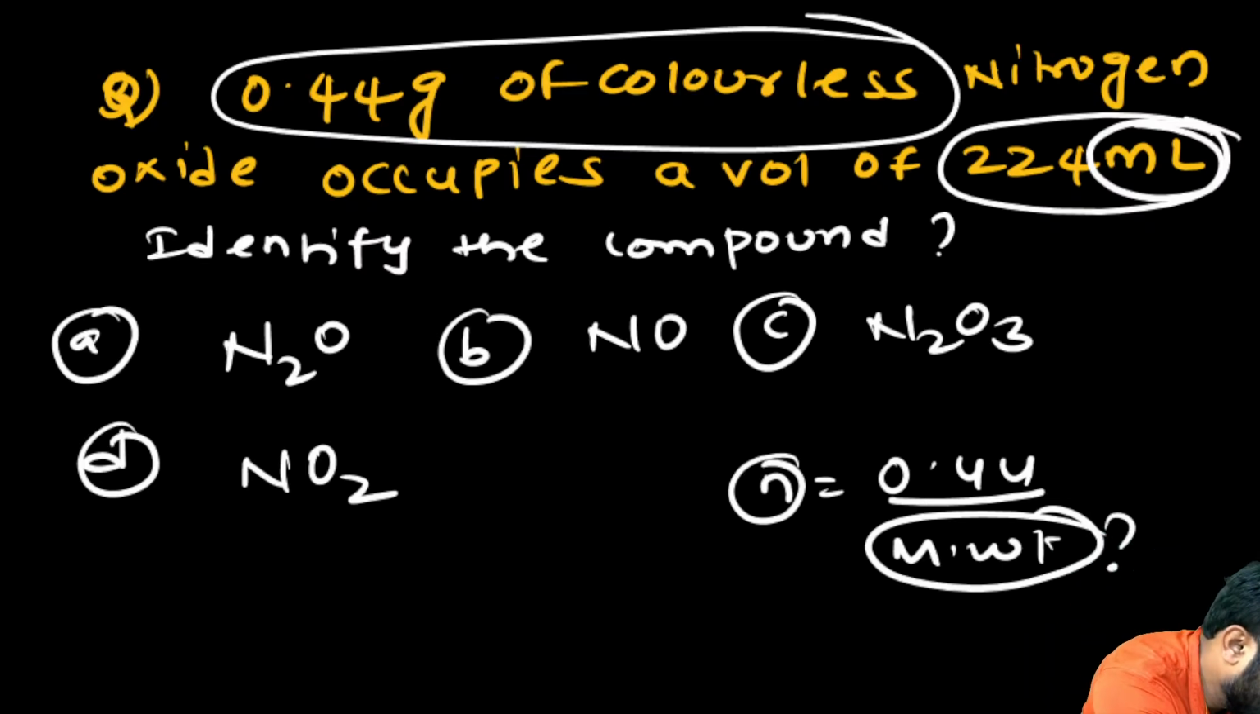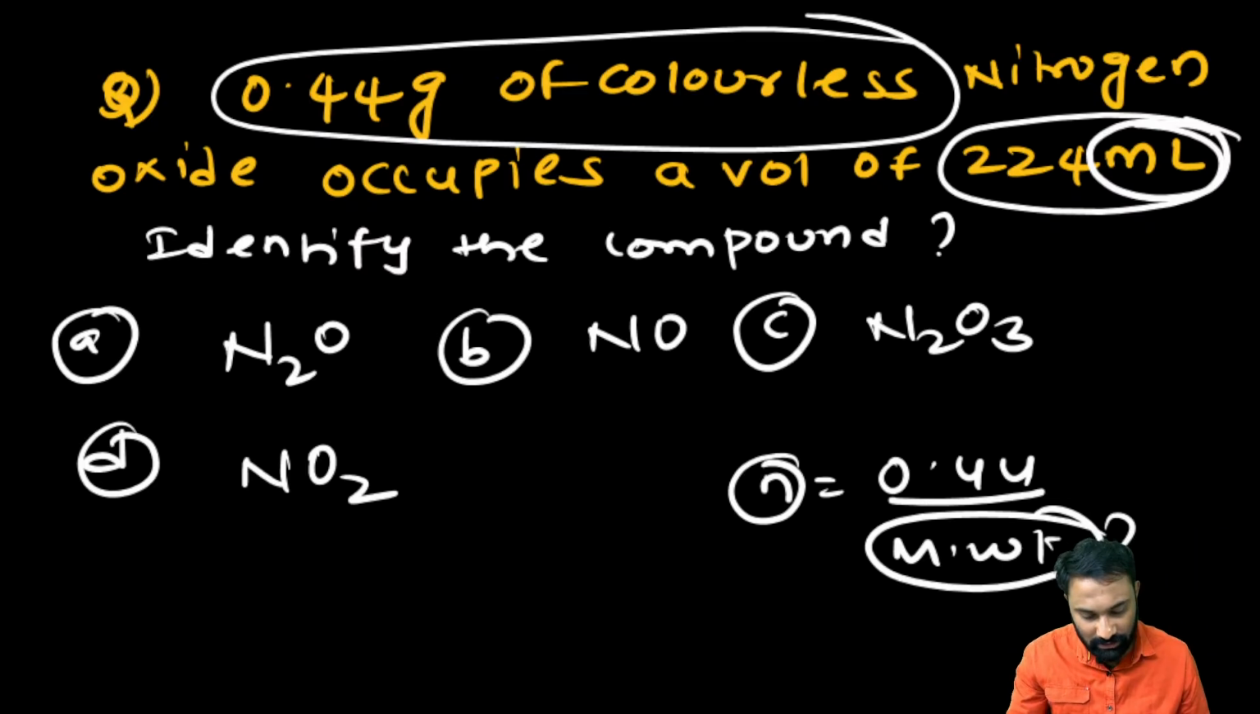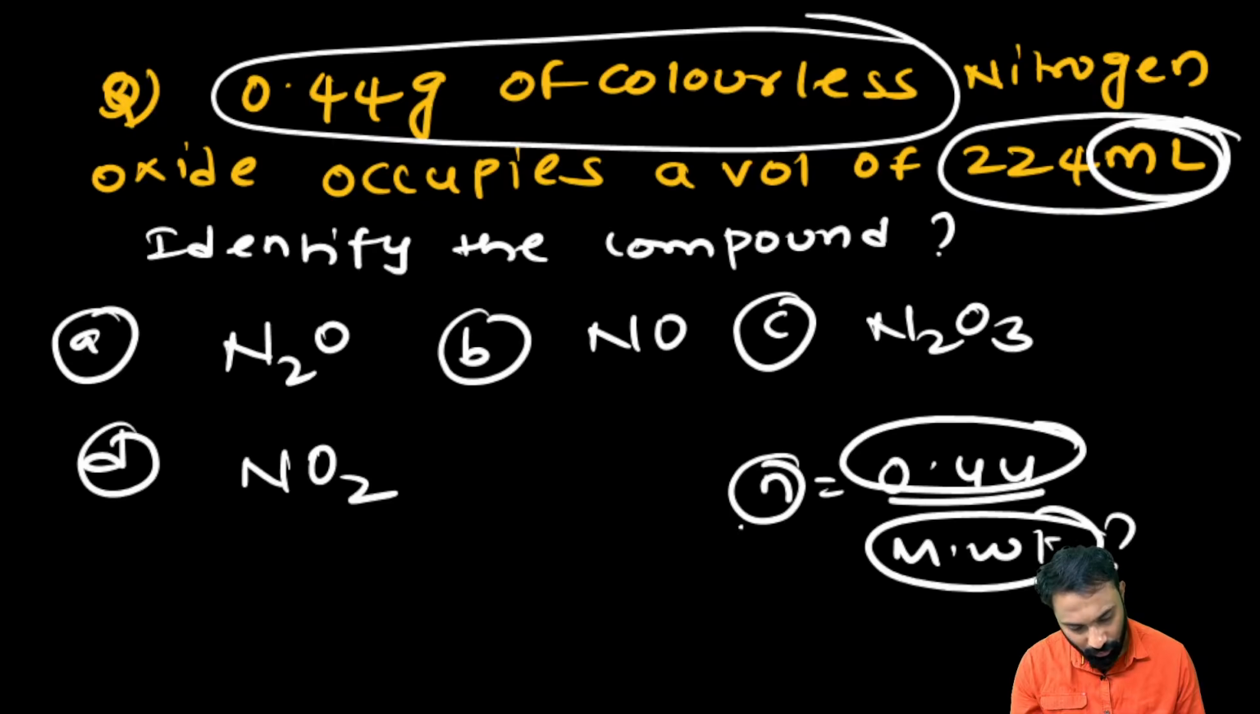Now see how to solve this question. Now here 0.44 gram of colorless nitrogen oxide they have given. Occupies the volume of 244 ml. Here already weight they have given. Number of moles we don't know. Number of moles we have to identify. How to identify? From the given volume.